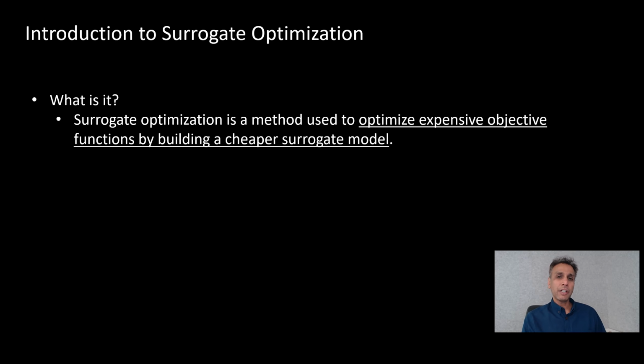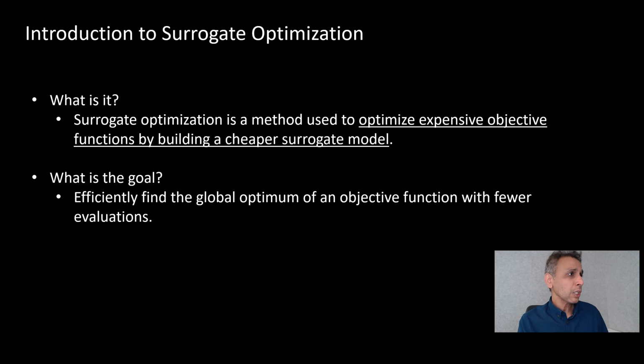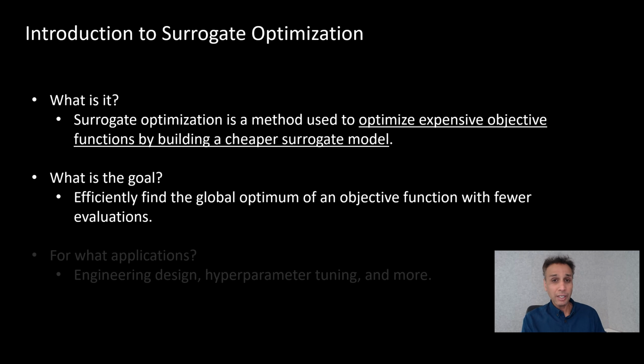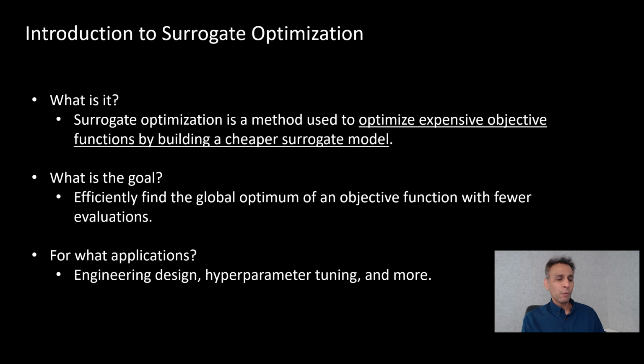Instead of using your expensive objective function, you look for a cheaper surrogate model that is a bit faster to actually optimize. And that surrogate model obviously represents the objective model that you're trying to optimize. That's it. So that's the goal, right? Efficiently find a global optimum of your objective function with fewer evaluations. So you're not wasting your time trying to find this optimum. Now, what applications? Primarily engineering design, but you can use it for hyperparameter tuning and financial applications. There are many other applications, just like any other optimization.